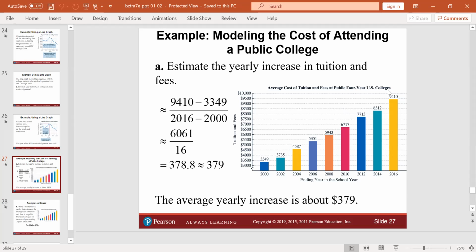So yes, college tuition has gone up. Look at the average yearly increase between 2000 and 2016. They just calculated a slope again. In 2016, it was $9,410. In the year 2000, it was $3,349. So just figure out how much it went up in those 16 years, which is the difference here, and divide by the 16-year difference between the two. On average, it went up about $379 per year, which doesn't sound high, but in just 16 years, it almost triples the price of a college.